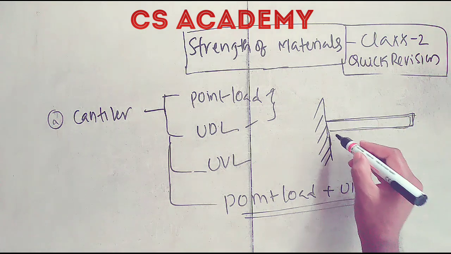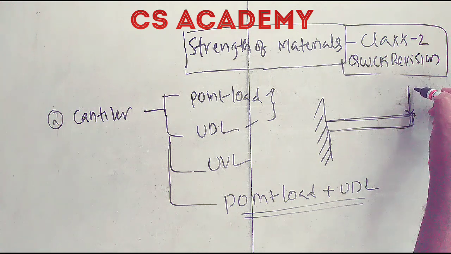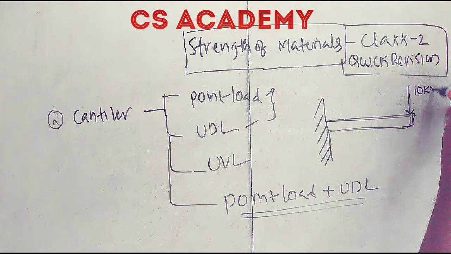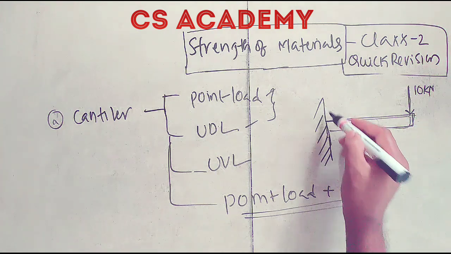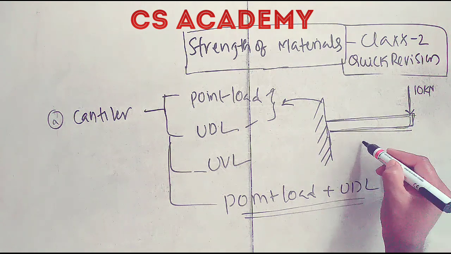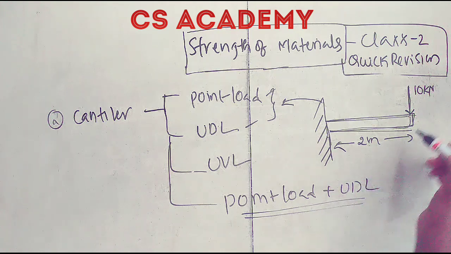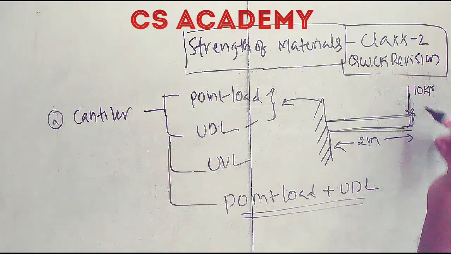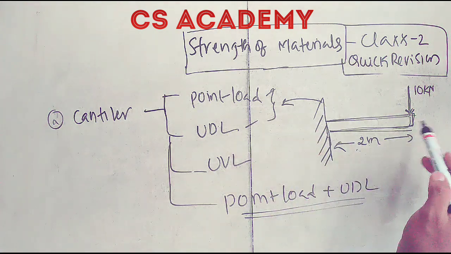Suppose this is one end and this is the other end. If you apply a point load at the other end, say the load is 10 kilonewtons, this is called a cantilever with a point load. Suppose the length is 2 meters and the point load is acting here; this is called a cantilever with a point load.